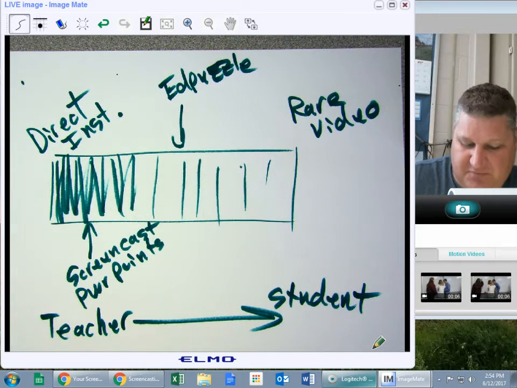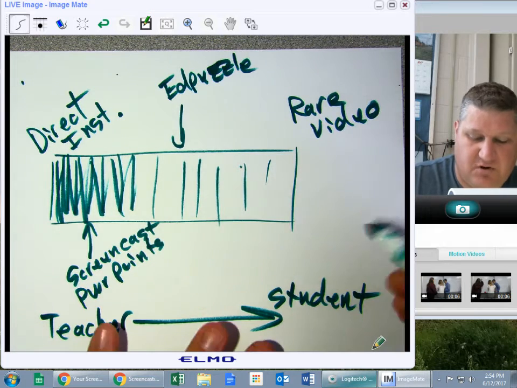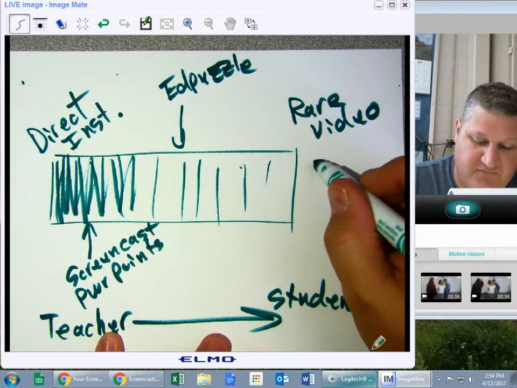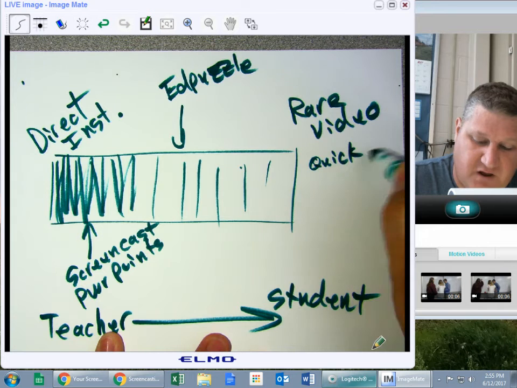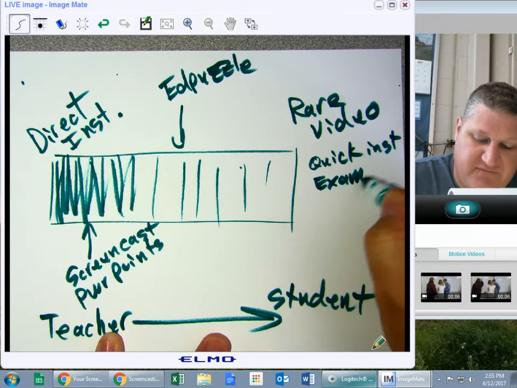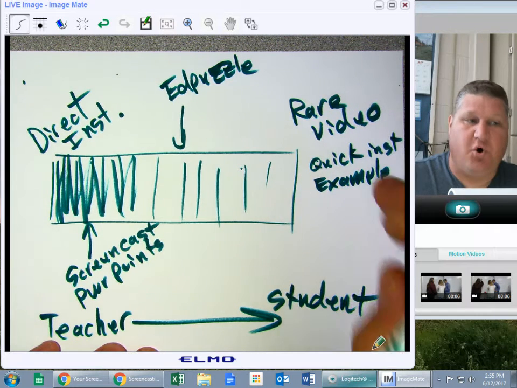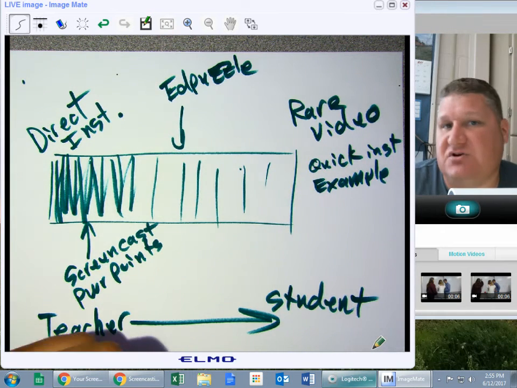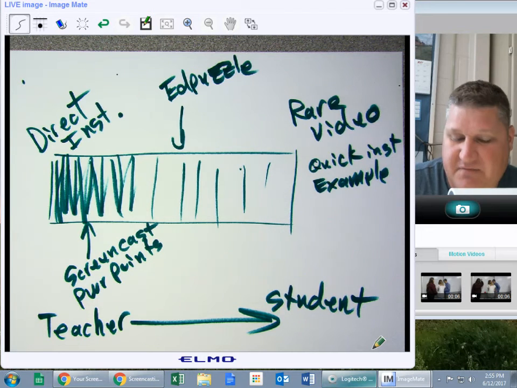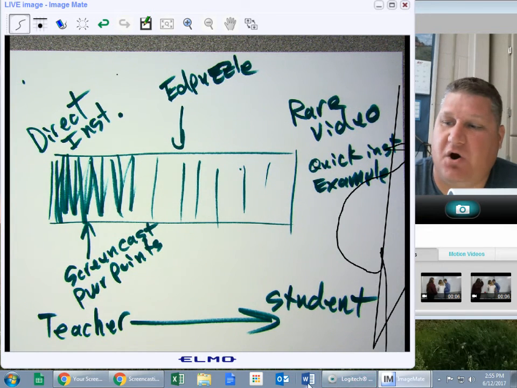Now, let's give an example of rare video. Very similar to what we're doing today, this is just a real quick video that gives you some sort of quick instruction or quick example of a very specific skill or a very specific topic. And so the videos are only there to supplement something else much larger that's happening. So, take a look and think about all the video as happening on a spectrum.